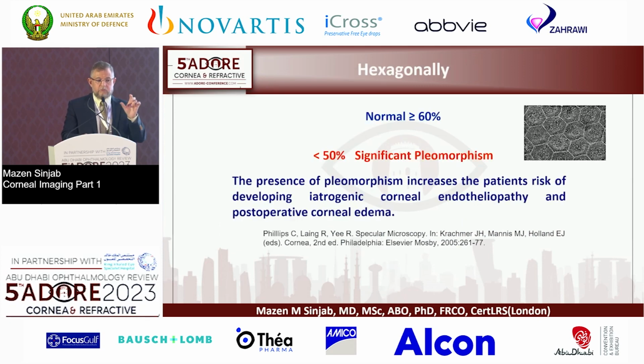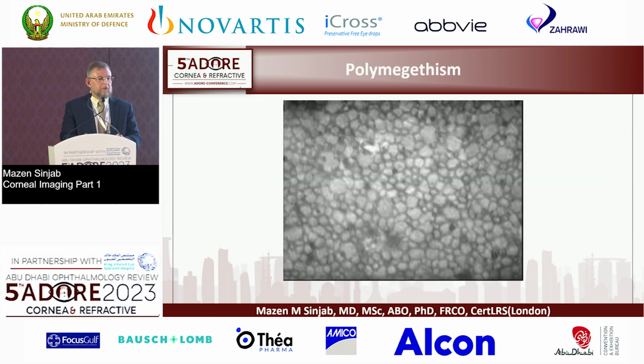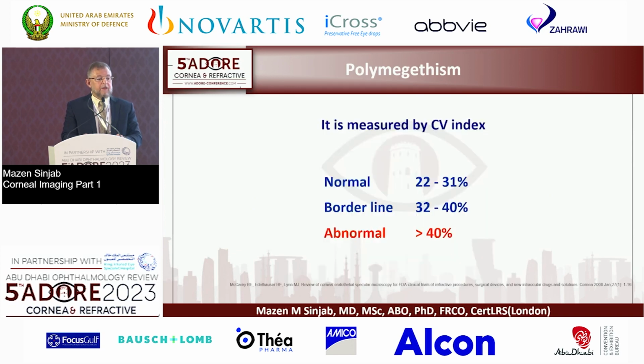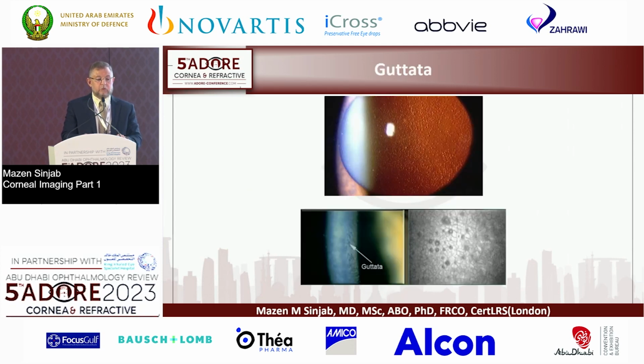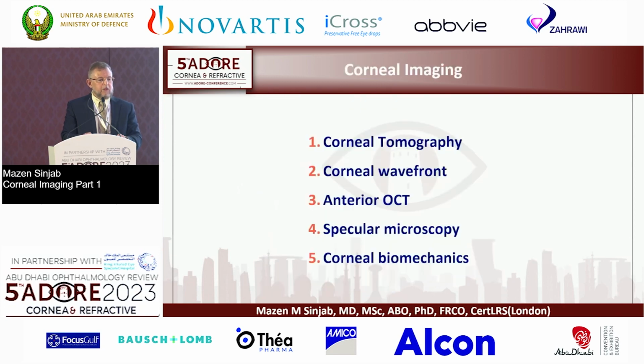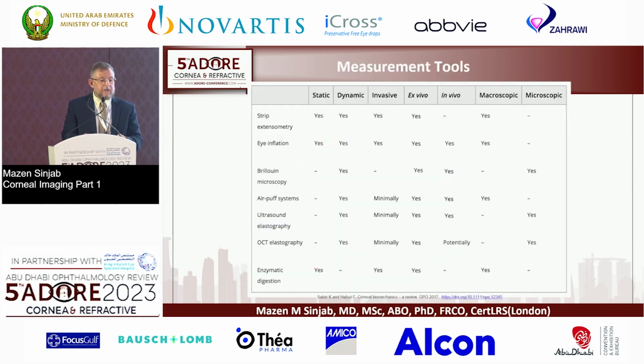Hexagonality is one of the terms for the shape of the cells. It should be at least 60%, otherwise there is a problem. And polymegathism should be less than 40%, otherwise it will be an indicator of endothelial cell disease like cornea guttata or Fuchs.